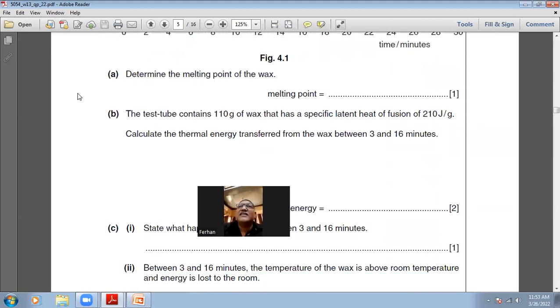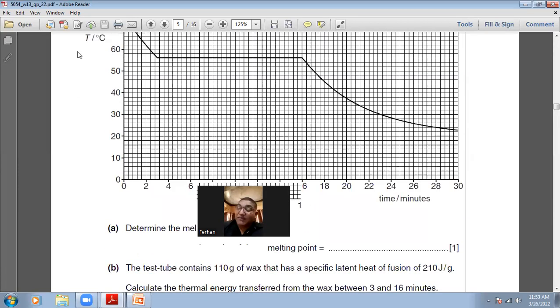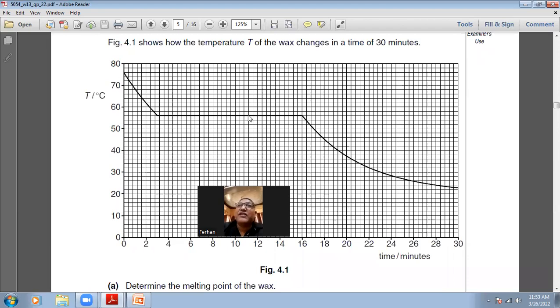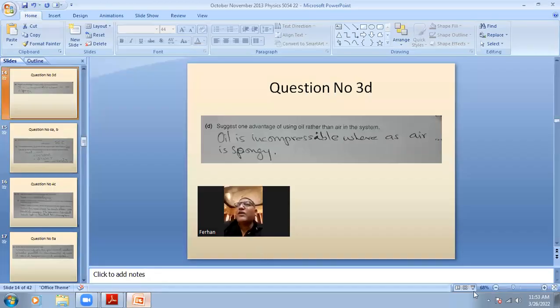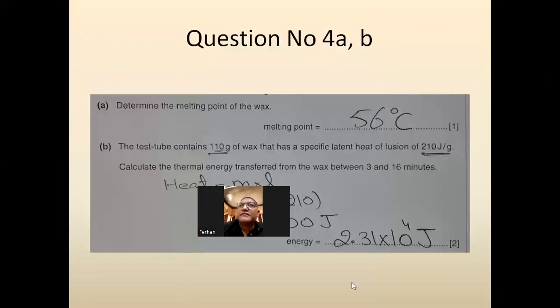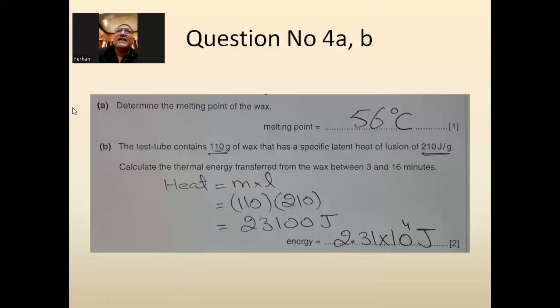And he says, determine the melting point of the wax. The melting point of the wax is this temperature, where there is a horizontal line. Here you have liquid, here you have liquid and solid, and here you have solid. So this is the melting point, and that is 56 degrees centigrade. So the melting point of that wax is 56 degrees centigrade.